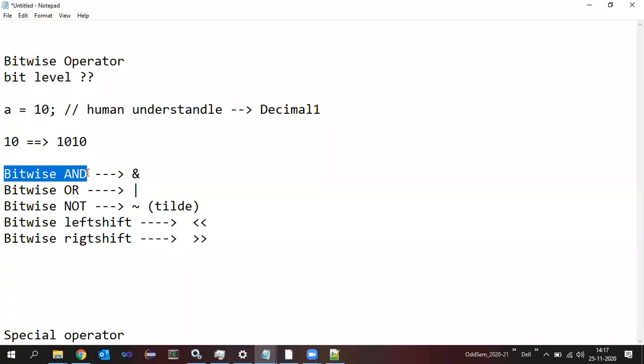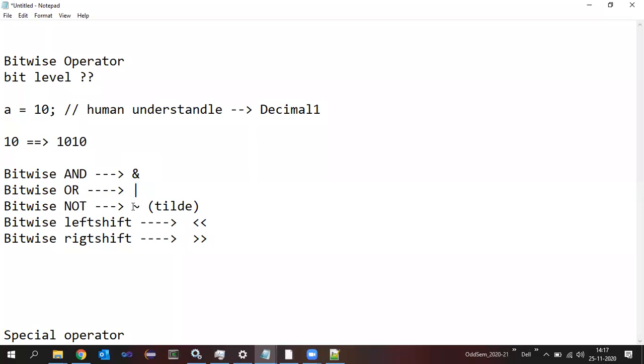First one is bitwise AND. The bitwise AND is used as the AND symbol. If I write a single AND symbol, that indicates it is a bitwise AND operator. Then the next one is the bitwise OR operator, represented as a single vertical line. Then bitwise NOT, which is represented with a tilde symbol.